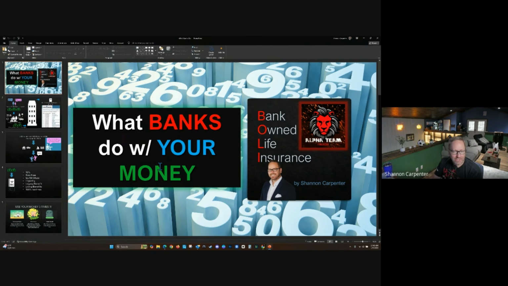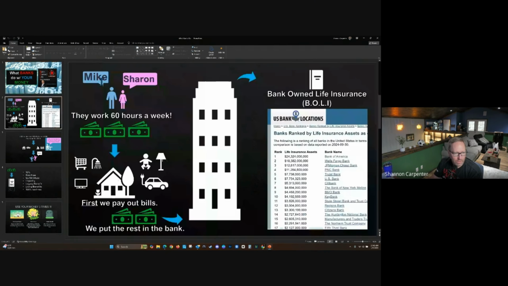So what do banks do with your money? Well, here's Mike and Sharon. It's my parents' name. Mike and Sharon work 60 hours a week. They make money and they pay their bills, right? So first we pay our bills and then we take what's left and we put it in the bank. What does the bank do with our money? The bank takes it and puts it in something called bank-owned life insurance.